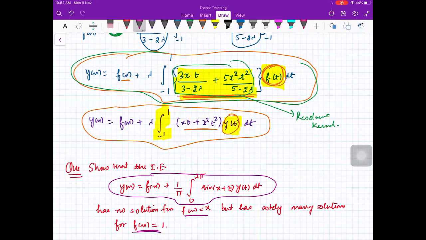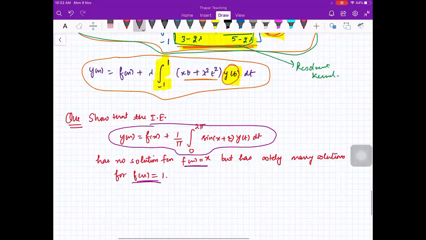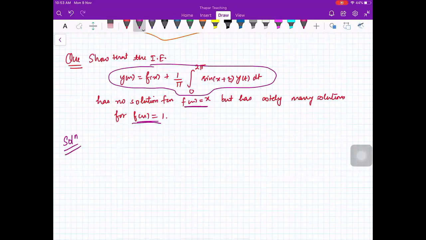So the same technique you will apply. You will just solve it. You have y of x is equal to f of x plus 1 by pi, and you'll just start from here. Is it a resolvent kernel first? Tell me, because everything we are doing is for the resolvent kernel only. Is it a resolvent kernel? Yes, ma'am. How many terms are there in the resolvent kernel? Two terms.